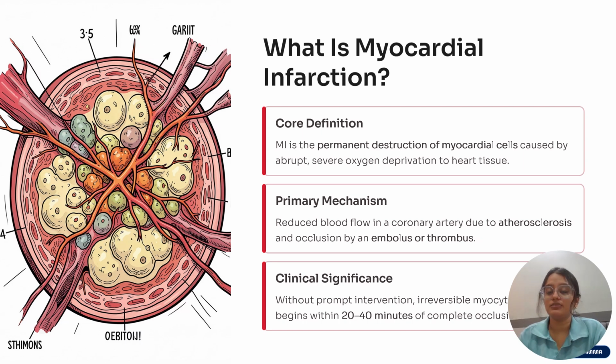Now, the primary mechanism: the blood flow is reduced in the coronary artery due to atherosclerosis, which is blood clot accumulation, and occlusion by an embolus or a thrombus. An embolus is a free-floating blood clot, and a thrombus is the other blood clot. Clinical significance: without prompt intervention, which is without any kind of care taken, irreversible myocyte necrosis begins within 20 to 40 minutes of the complete occlusion.